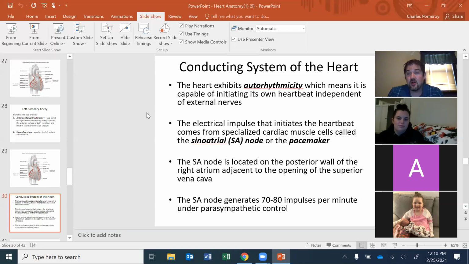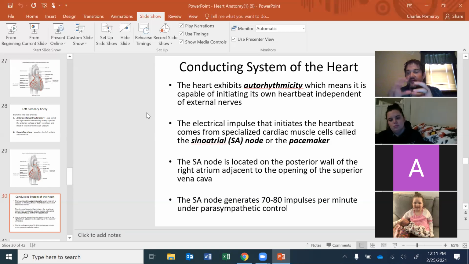But it's amazing how your heart can do that on its own without you having to worry about it at all. It doesn't mean you can't speed it up or slow it down through the sympathetic and parasympathetic nervous system. But the heart has what we call autorhythmicity. It's capable of initiating its own heartbeat without any stimulation from external nerves. There's a cluster of cells in the back wall of your right atrium called the sinoatrial node.